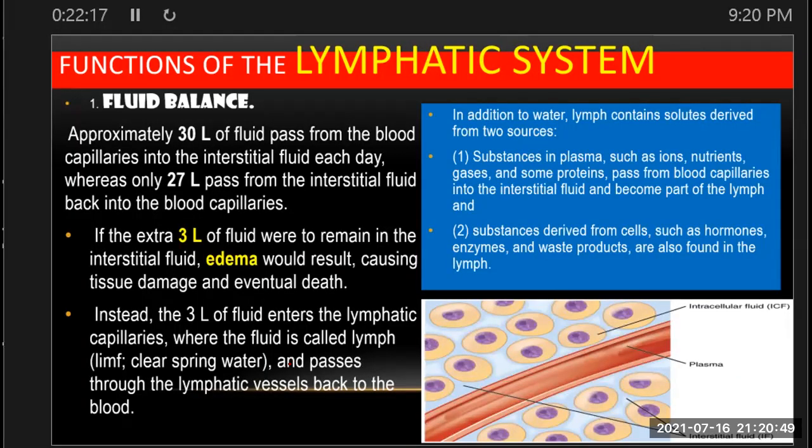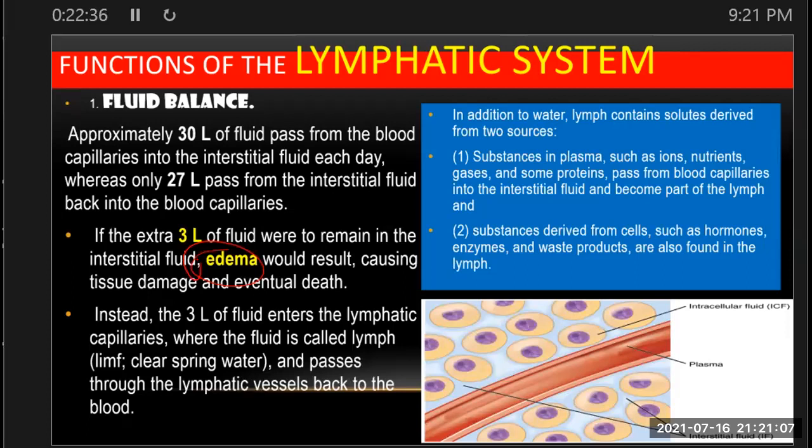Functions of the lymphatic system include fluid balance, fat absorption, and immune defense. In maintaining fluid balance, the lymphatic system prevents edema. As the interstitial fluid begins to accumulate, it is picked up and removed by tiny lymphatic vessels and returned to the blood.